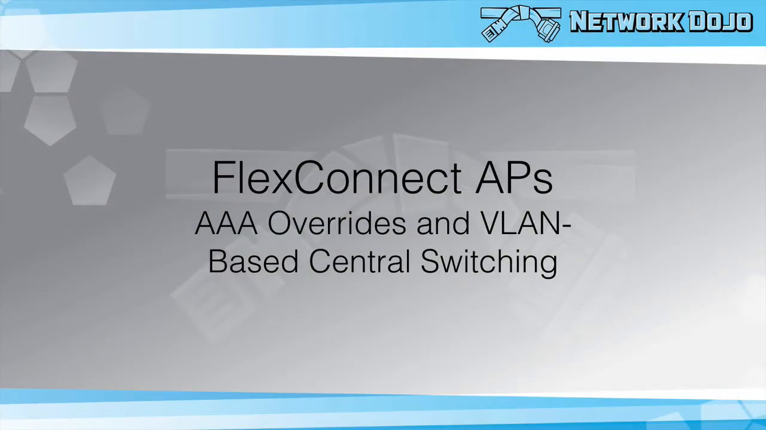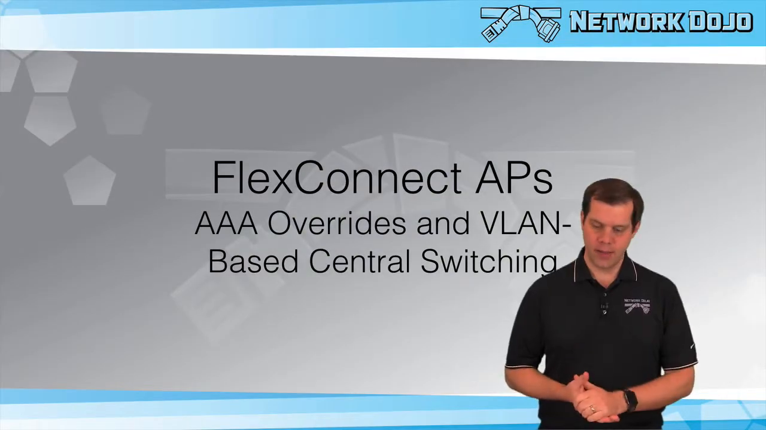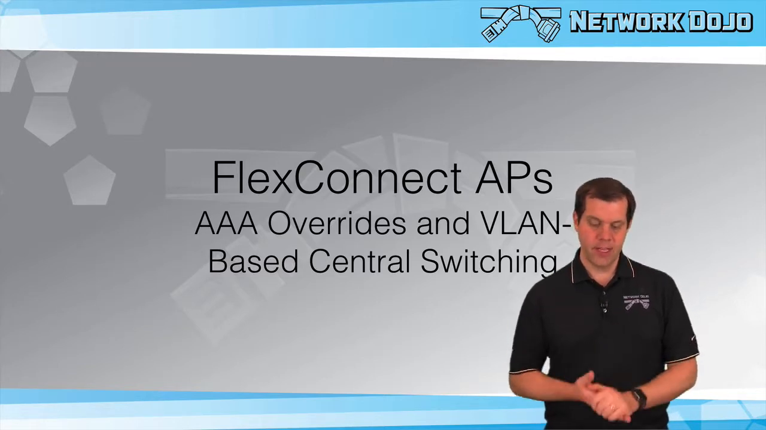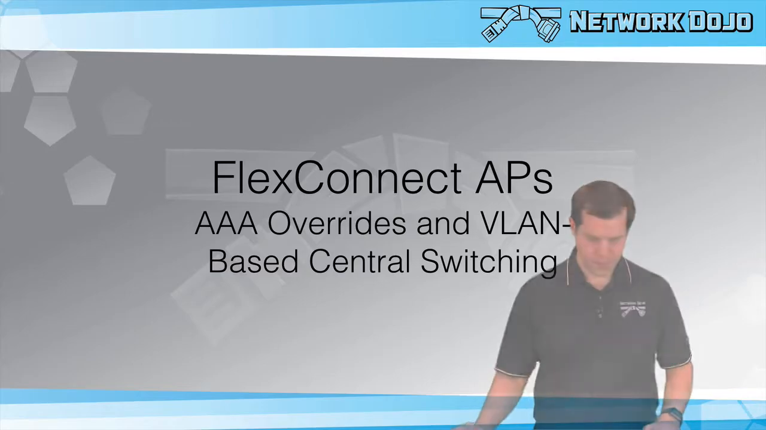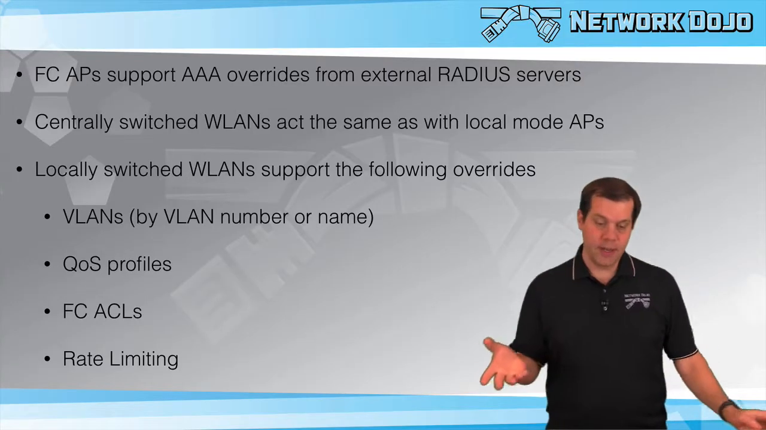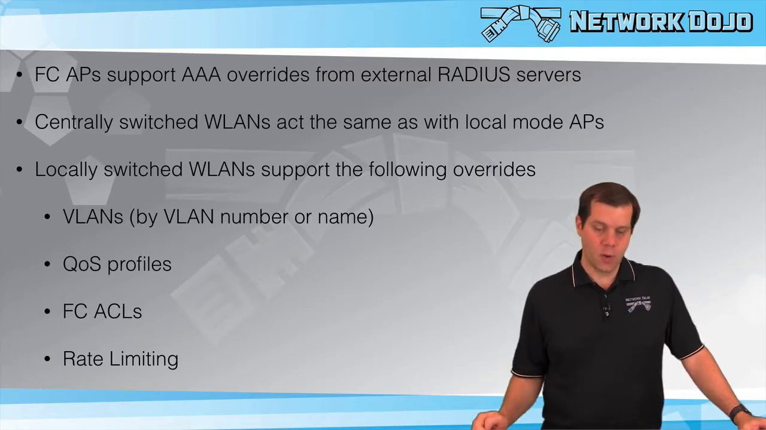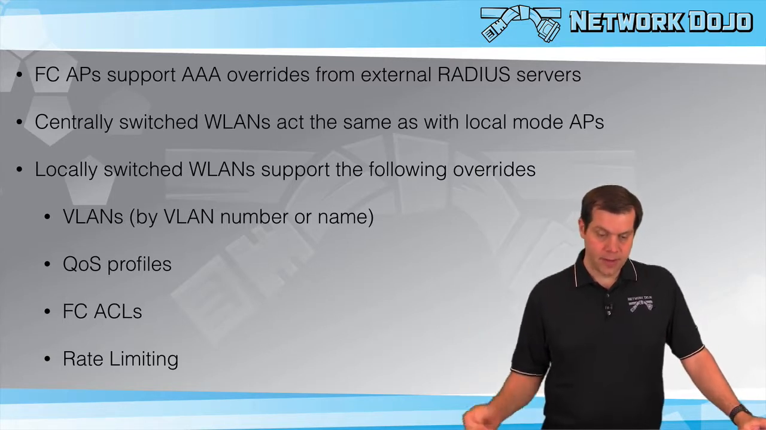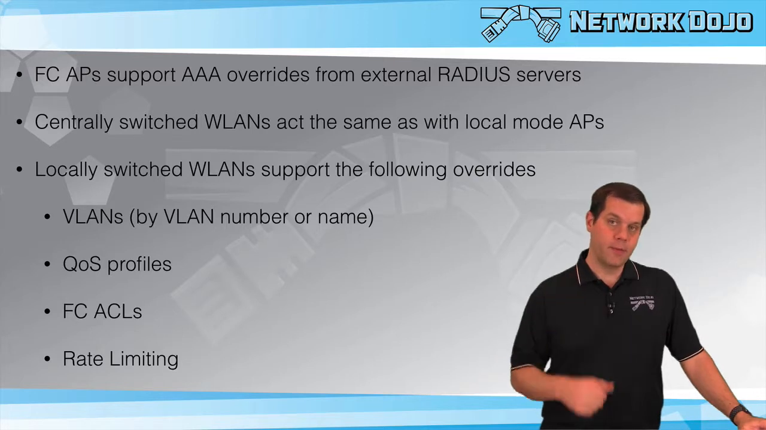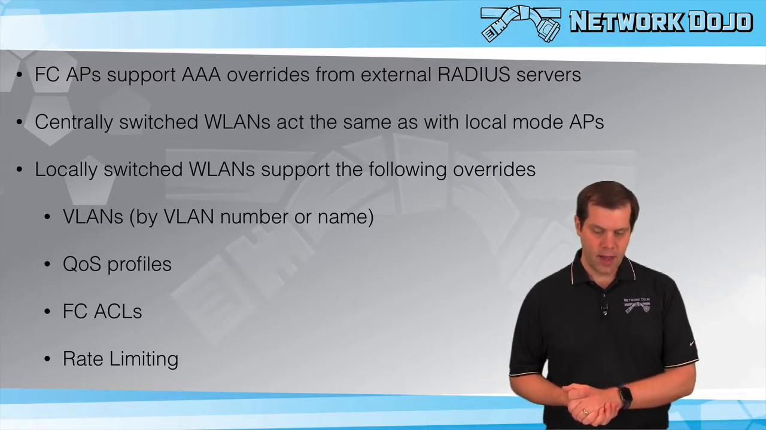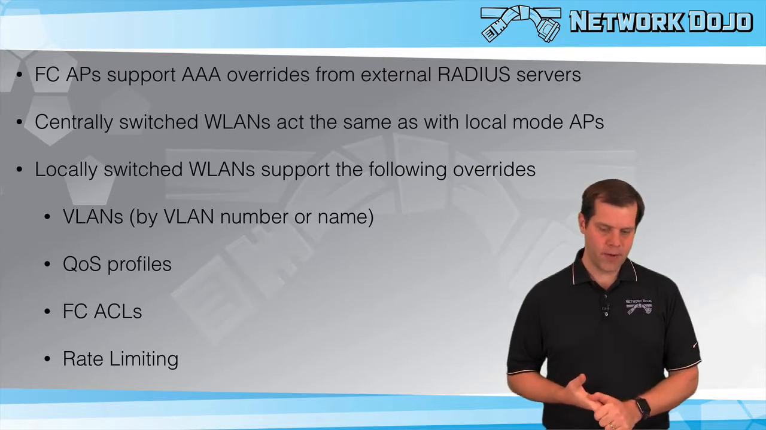All right, next up in the FlexConnect world, we're looking at AAA overrides that we can do on the APs, as well as another feature that goes along with it, and that is VLAN-based central switching. Our FlexConnect APs definitely support a number of different AAA overrides from an external RADIUS server. On the centrally switched WLANs, it's all the same as what we saw in local mode APs, but specifically for locally switched WLANs, these are the things I know for a fact will work.